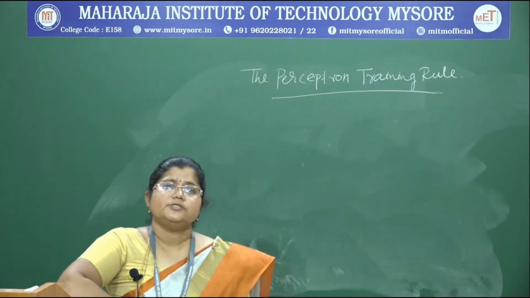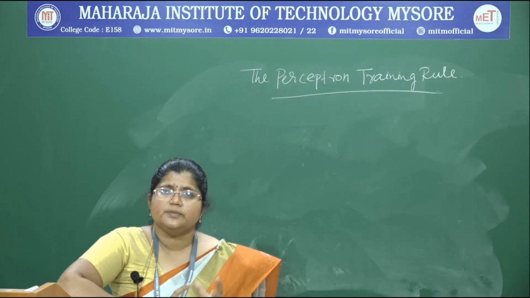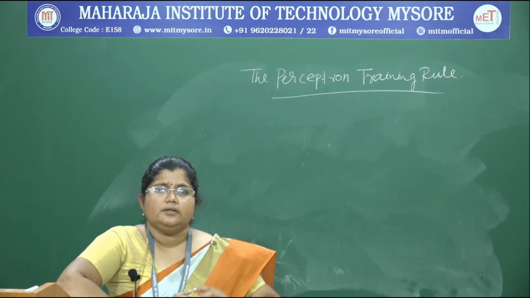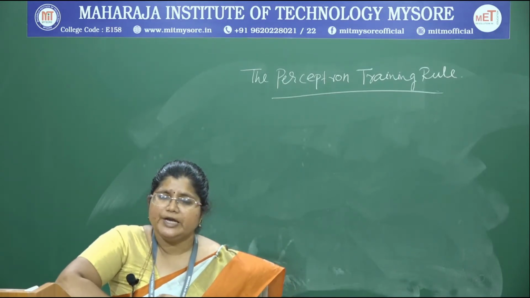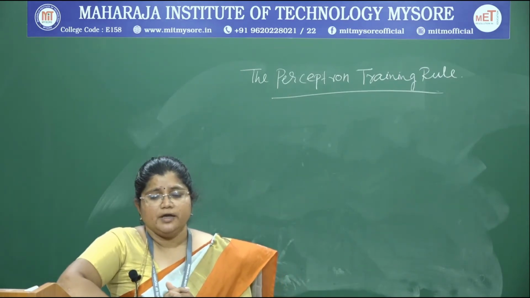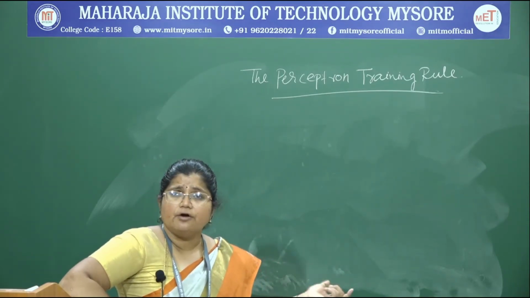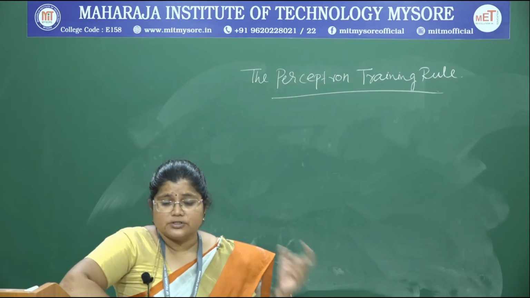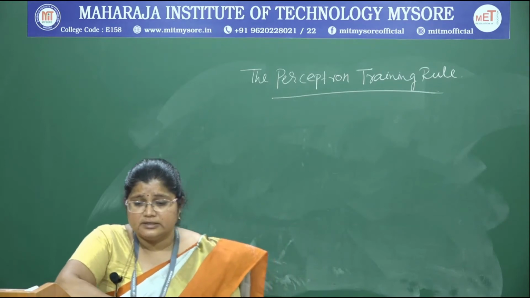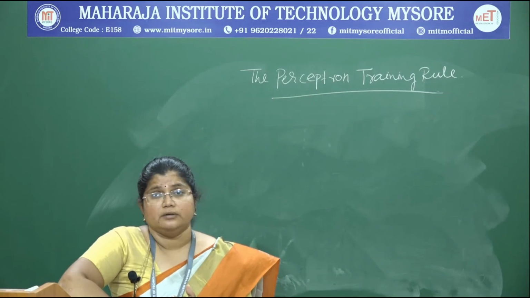Now let us look at the next topic, the perceptron training rule. What is this perceptron training rule? What are we supposed to do in this? See, the output which we are going to obtain from the perceptron mainly depends on the weights. If the learning problem is to determine a vector of weights that causes the perceptron to produce the correct results, that depends on the training examples.